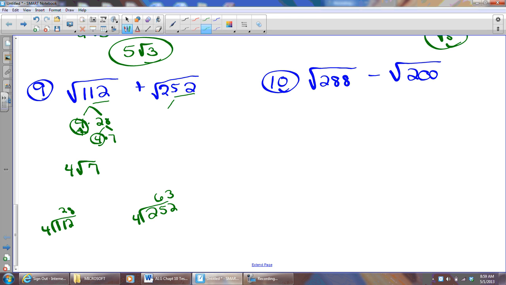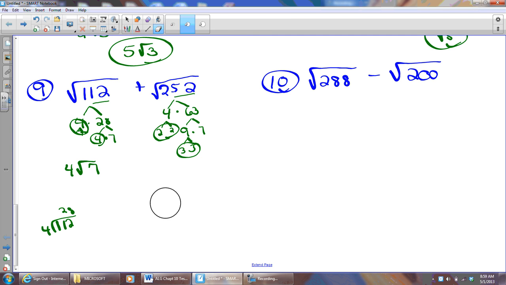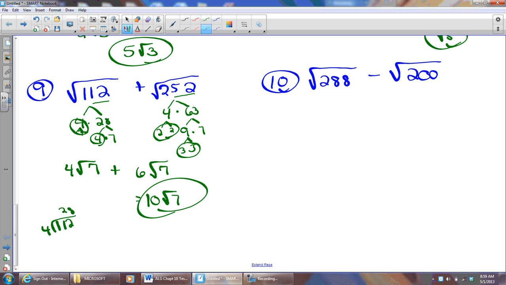So I'm going to have a 4 times 63. And I know 63 is going to break down into 9 times 7. All right, so I'm going to have a 3, a 3. Here I'm going to have a 2 and a 2. These 2's will go out on one date. These 3's will go out on one date. I'll be left with a 7 in the house. That's a good thing. And 2 times 3 is going to be 6. So 4 rad 7 plus 6 rad 7 will be 10 rad 7. The trick is you have to get good at simplifying things, breaking them down.